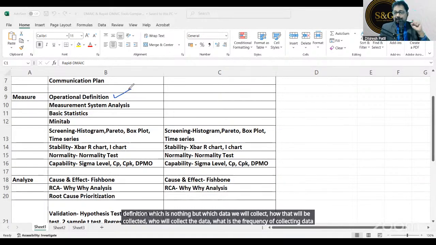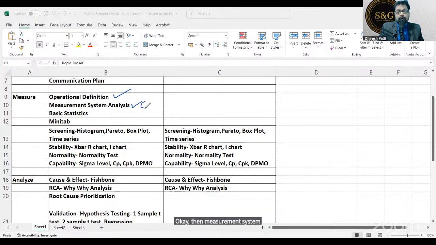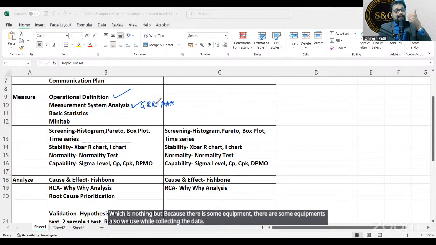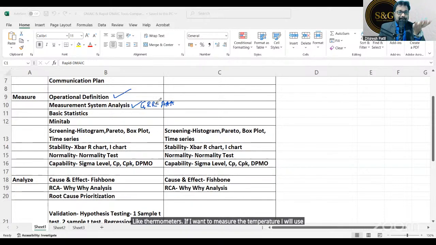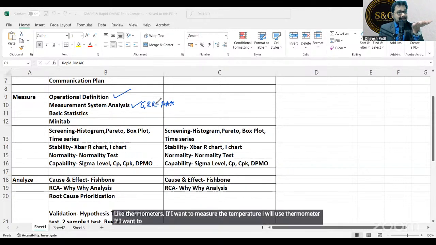That is called operational definition. Okay. Then measurement system analysis, which is also called GRR and AAA. There are some equipments we use while collecting the data, like thermometers. If I want to measure the temperature, I will use a thermometer. If I want to check the weight, I will use a weighing scale, correct?